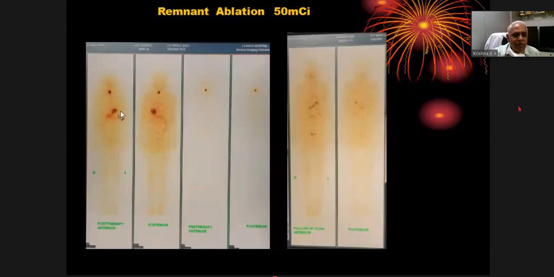This is another patient where you see the tissue is quite small. It is showing an avid uptake. That's the stomach uptake here. Radioiodine accumulates in the stomach also, but then clears off. And in the follow-up scan, he continued to have some amount of residual tissue, and he needed a second dose, and then he completely got ablated.